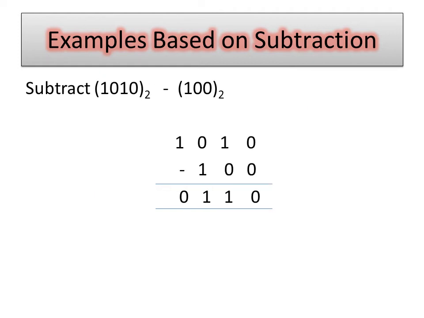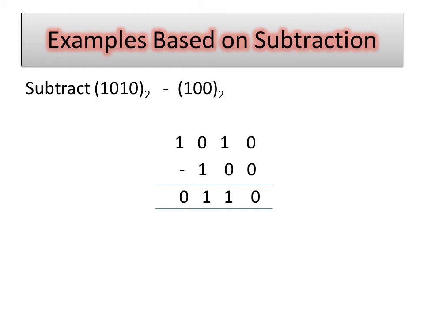Now in order to subtract 100 from 1010, again we follow the same rules of binary subtraction. Starting from the right end, 0 minus 0 is equal to 0, then 1 minus 0 is equal to 1. Now at the third place, we already know that it is 0 minus 1.